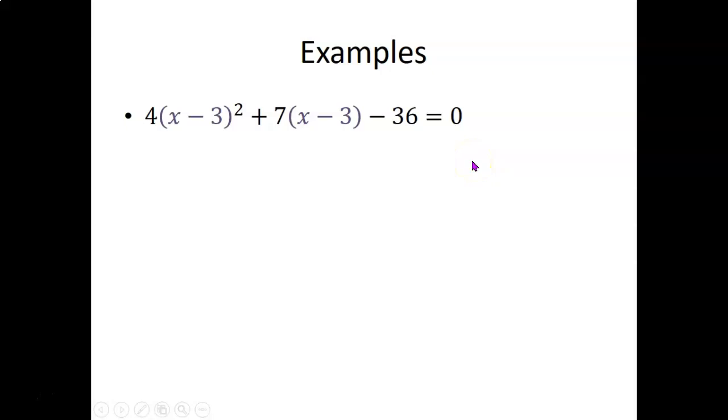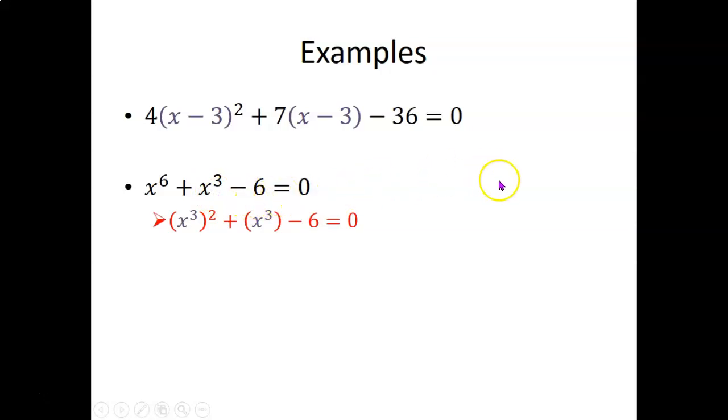This is like a quadratic equation where the thing that's being squared and then appears just to the first power is x minus 3. Another example, x to the 6th plus x cubed minus 6 equals 0. Since if you took x to the third power and squared that, you would get x to the 6th. This is like a quadratic equation where the variable in the equation is x cubed. It's got an x cubed squared term and an x cubed term and a constant term. So if you thought of x cubed as a variable, it would be a quadratic equation in terms of that variable.